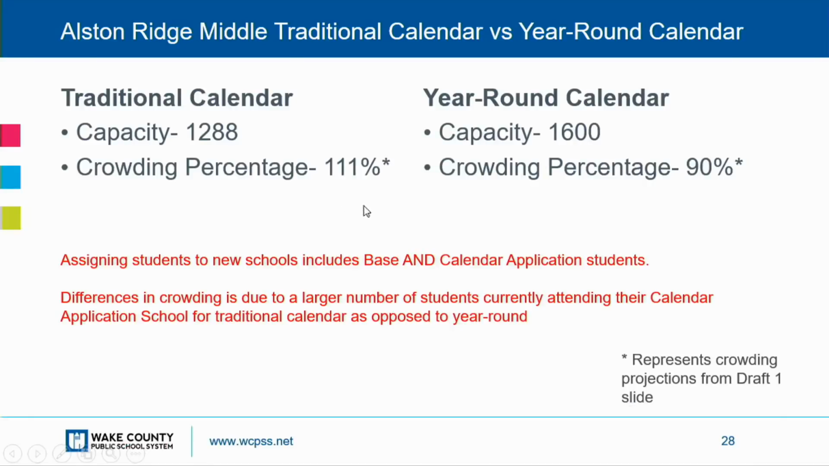So Alston Ridge Middle School, traditional versus year-round. Again, the same conversation that we had when we looked at Parkside. You've got high growth in the area. We can maximize the number of students that we can seat. Gives us an additional 300 seats. If you look at the current base attendance areas, it would be 111% crowded if all of those students would be assigned to the school if it was traditional, and then 90% if it was year-round. And that 90%, when you look at the heat map, you'll see there's a lot of growth that's still coming to this area. So opening it as a year-round will be beneficial.